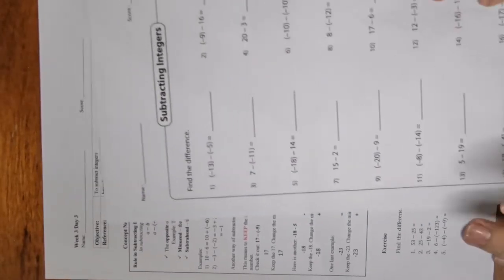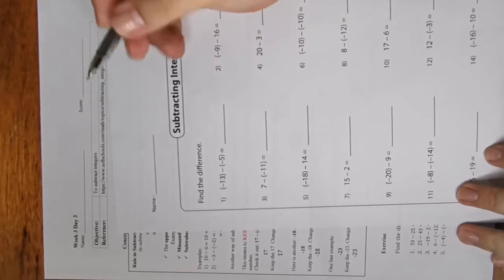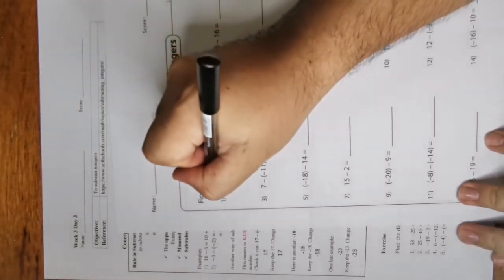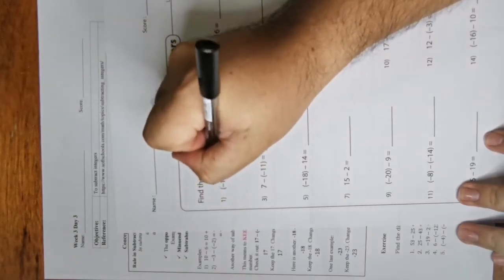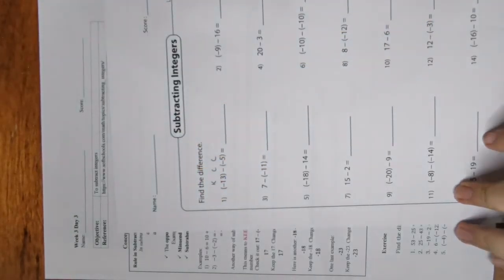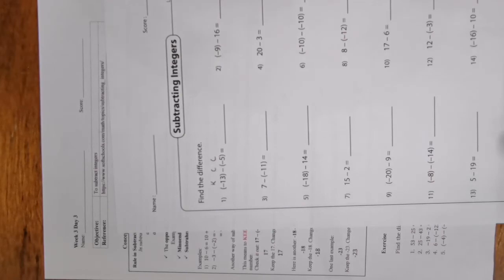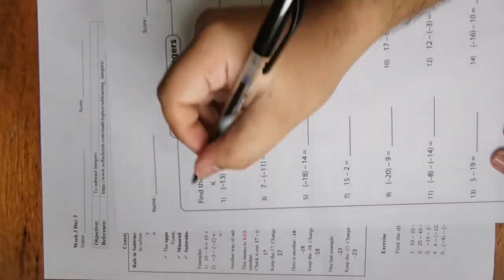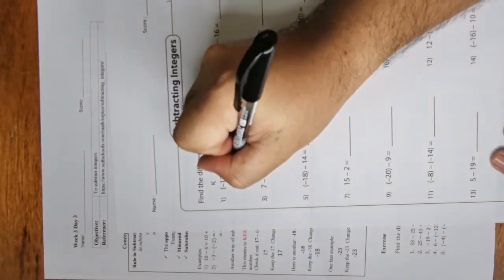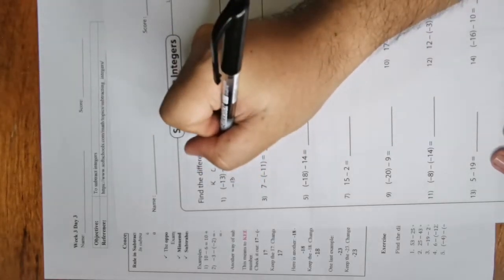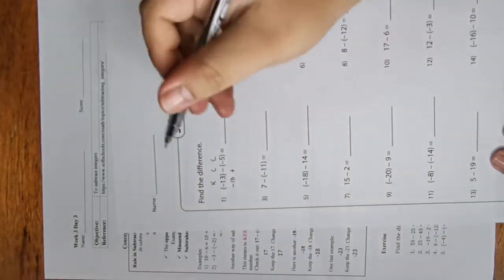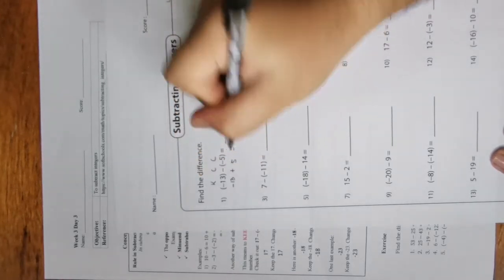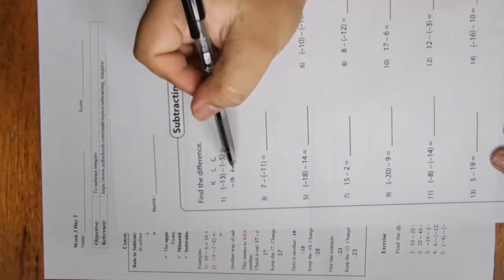We have this, find the difference. So number 1, negative 13 minus negative 5. So applying the KCC, the keep change. So si negative 13 kay K man na, so i-keep nimo, so that remains negative 13. Si minus sign i-change mahimong plus. Then si negative 5 i-change mahimong positive 5. Then proceed to addition. Pila may negative 13 plus 5?